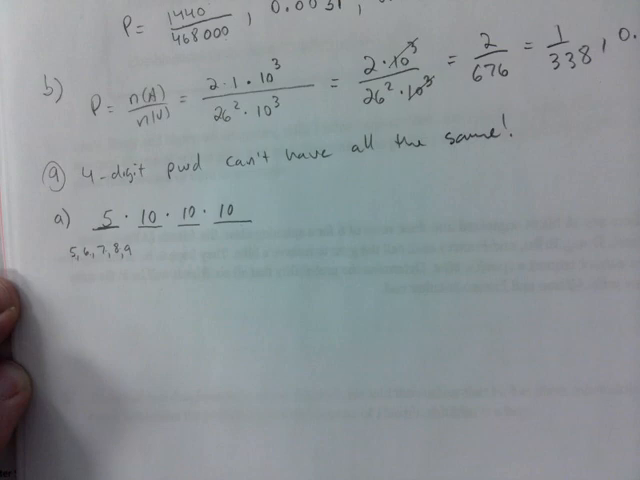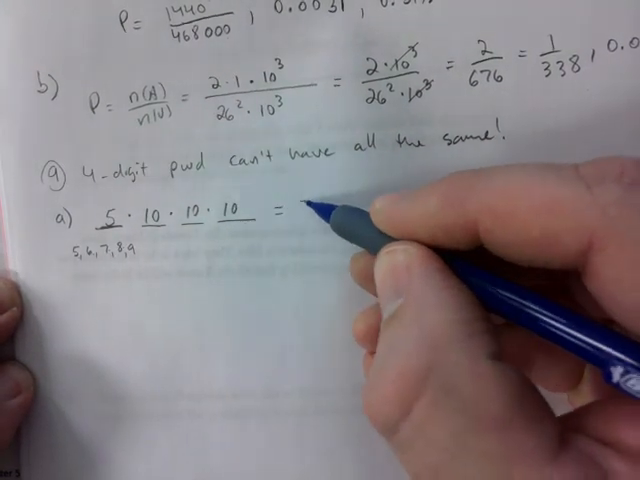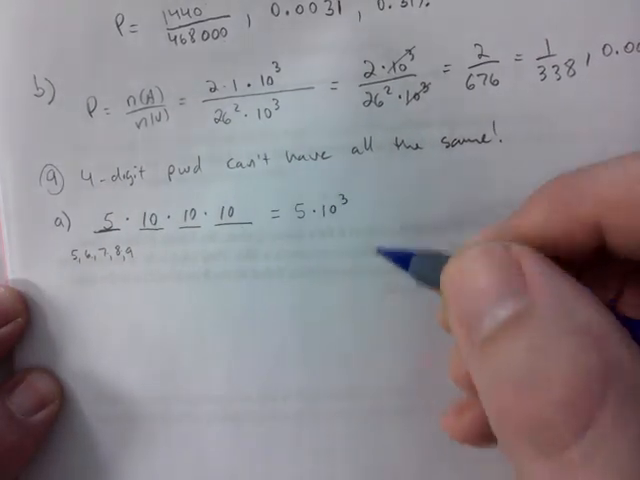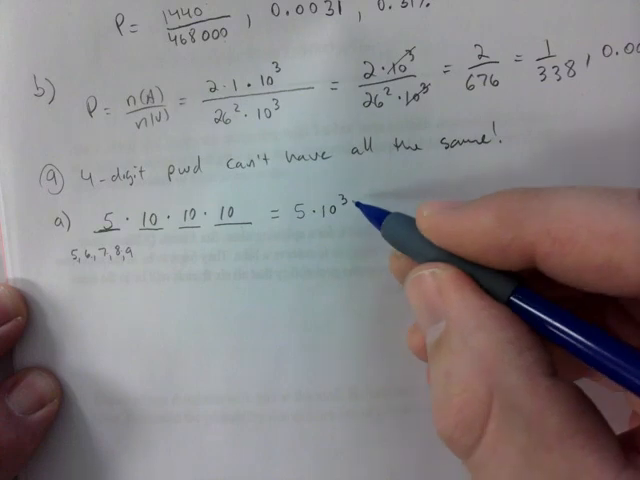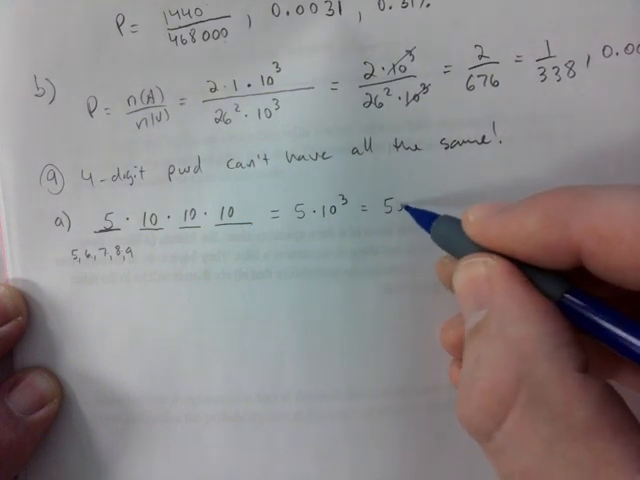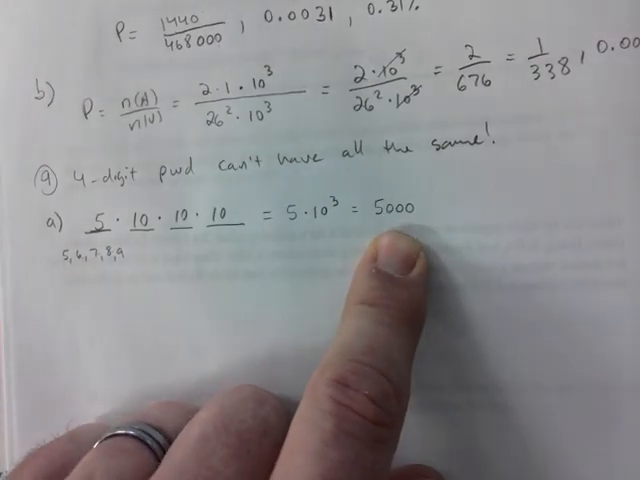Okay, this is NA, by the way. I'm working on NA right now. That gives me 5 times 10 to the power of 3. 10 to the power of 3 is just 1,000, right? It's 1 followed by 3 zeros. So 5 times 1,000 is 5,000 passwords that I narrowed everything down to.